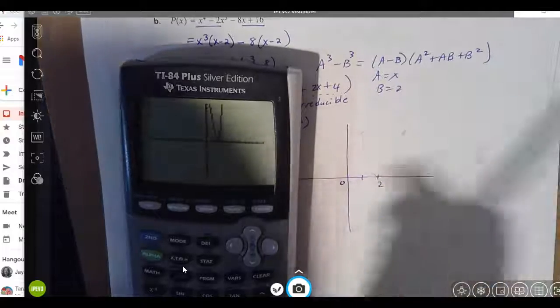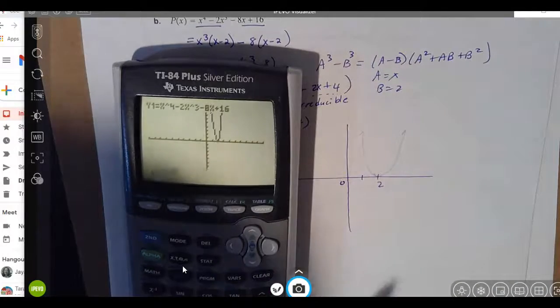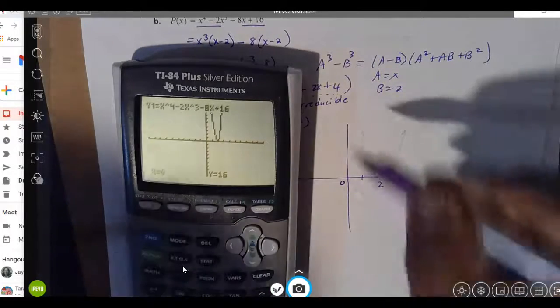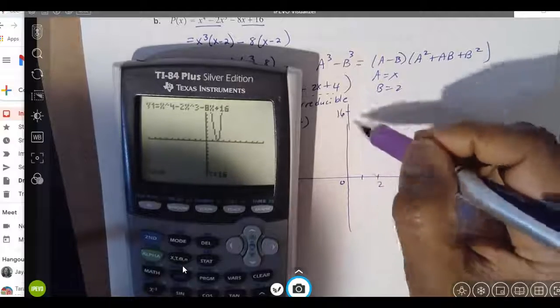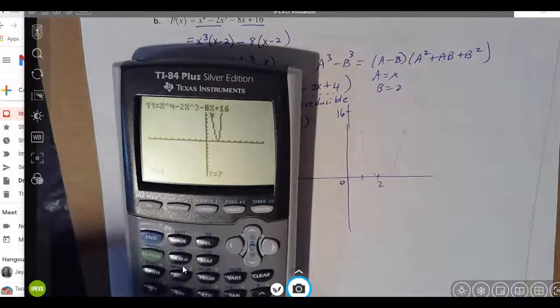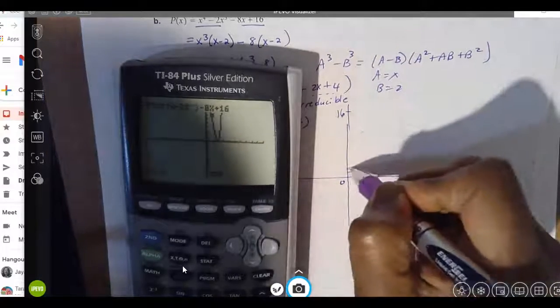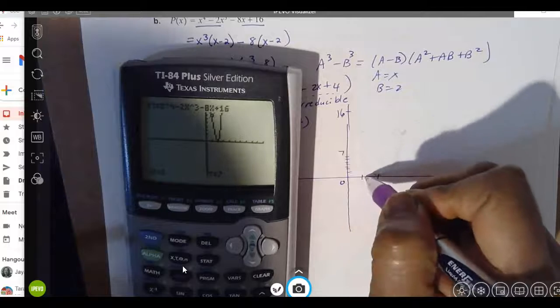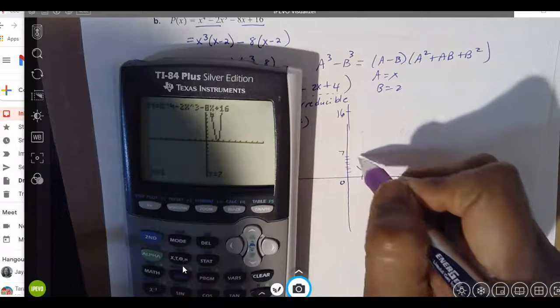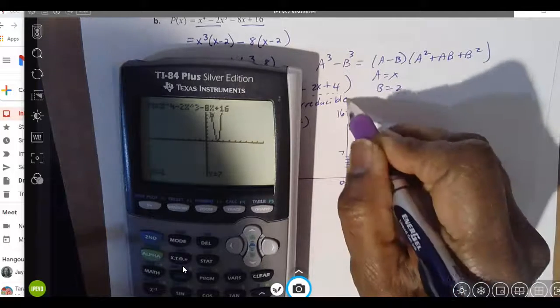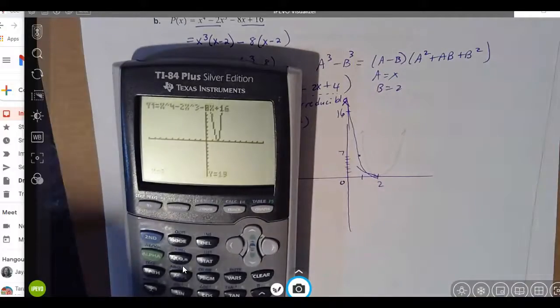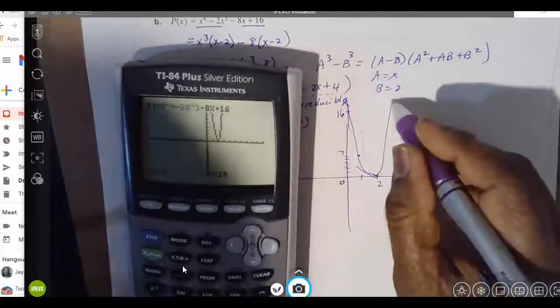Okay, so let's push trace and get some points. At 0, it's off the screen, it's at 16. And then at 1, I'm seeing 7. So 1, 2, 3, 4, 5, 6, 7, somewhere here. So it kind of goes fast like so. At 3, it's also zooming right out there.